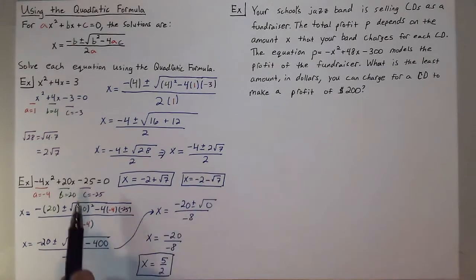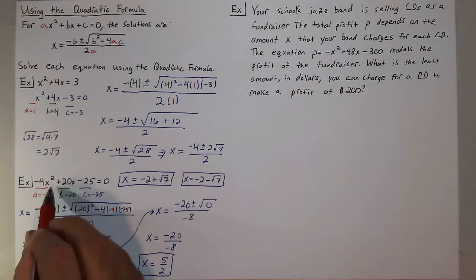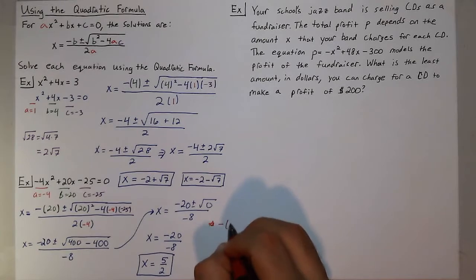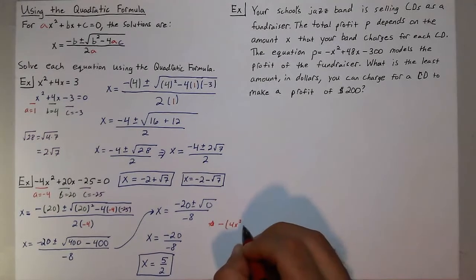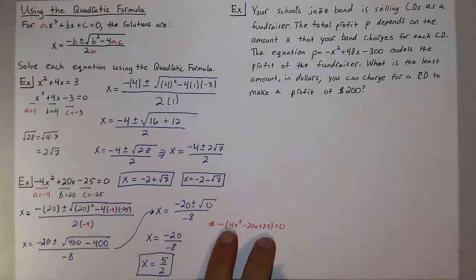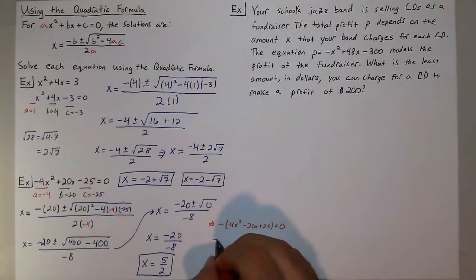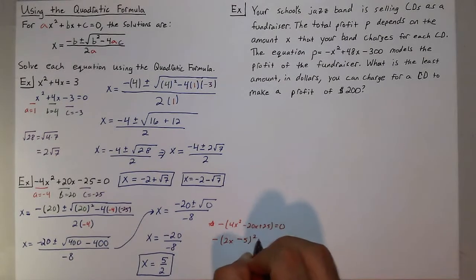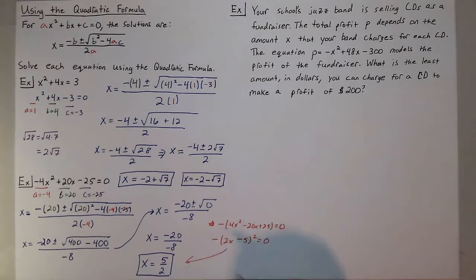Which means that this probably could have been factored. In fact, if I would have factored out a negative here from the get-go, and I had 4x squared minus 20x plus 25, that is actually a perfect square trinomial, meaning I have negative of 2x minus 5 squared, which would lead to my answer of 5 halves. So this could have been factored, but you can still use the quadratic formula even when you can factor.